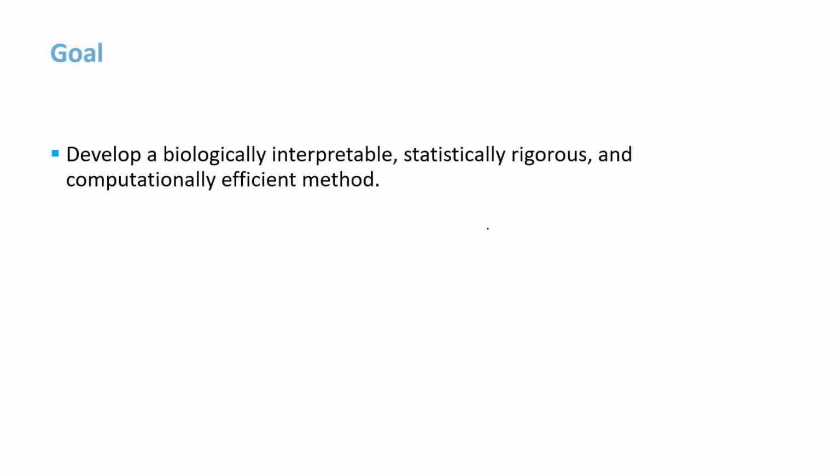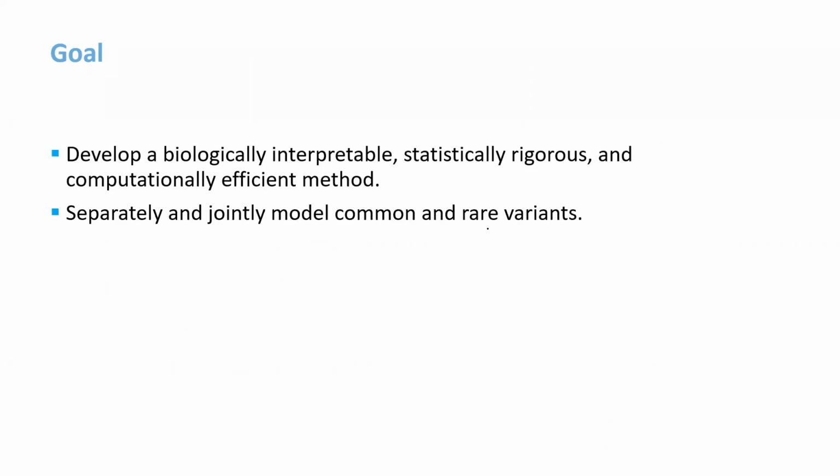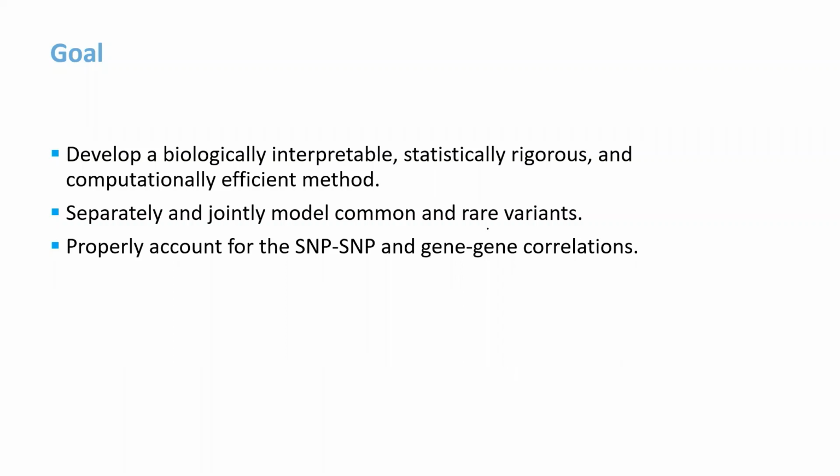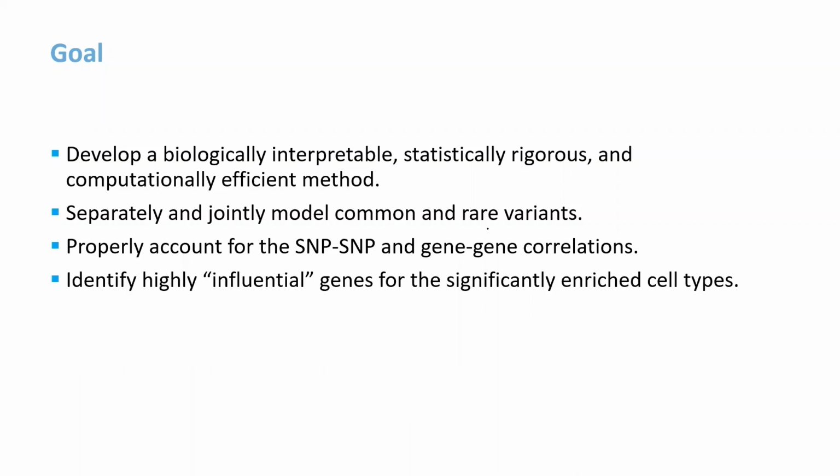Our goal here, without going into the existing methods, the pitfalls, the challenges, etc., I'll just show you this. We want to develop a biologically interpretable, statistically rigorous, and computationally efficient method to carry out this analysis. We know that the common variants and the rare variants should be modeled very differently, and they perhaps also have very different interpretations in biology. So we want to do this either separately or jointly for the common and the rare variants. We want to properly account for SNP and gene-gene correlations, as we feel that some of the existing methods are quite ad hoc. And lastly, we want to go back to the gene level, so we want to help prioritize genes in a cell type specific manner, okay?